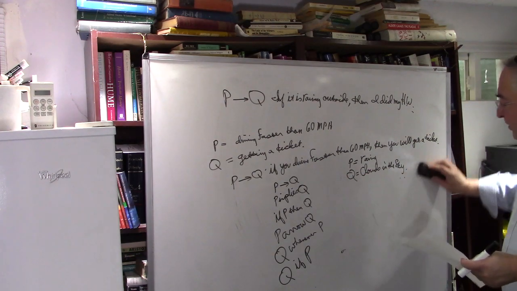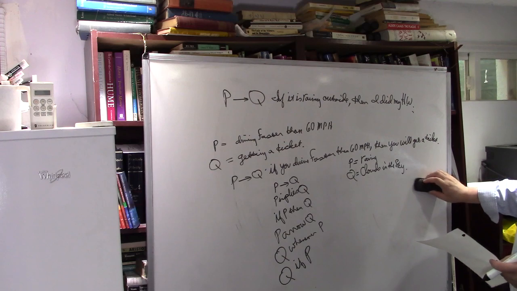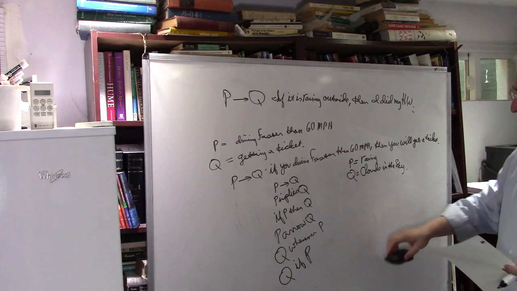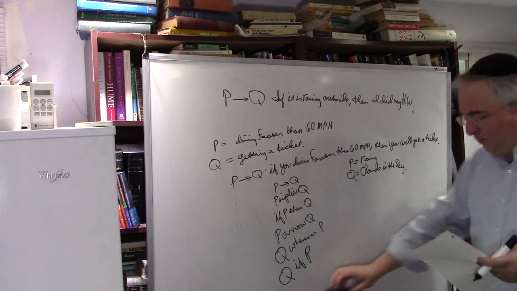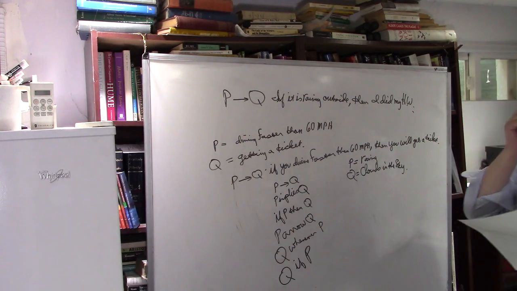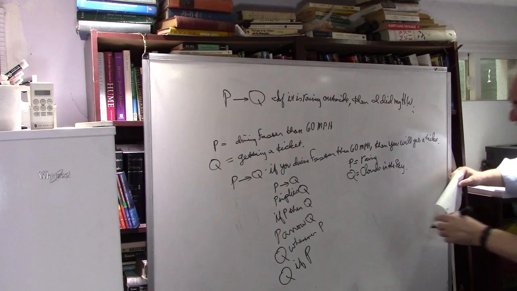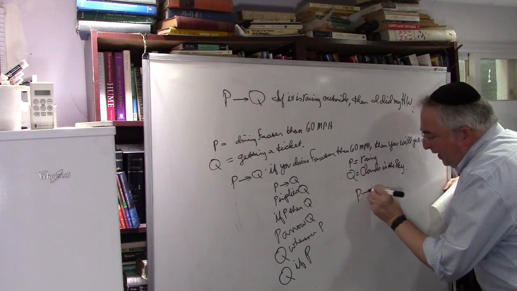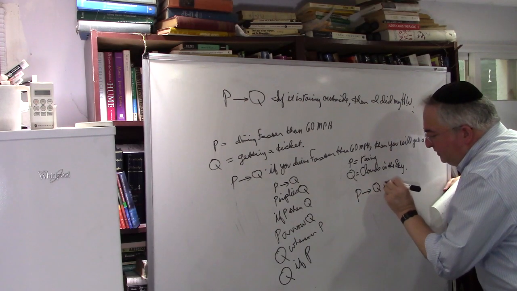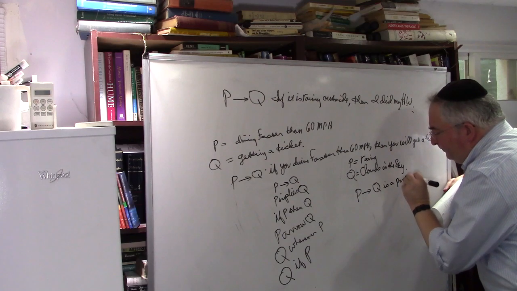Okay, let's do something else. I like these examples with the tickets and the rain, so I want to go through four ways of talking about these things. Let's go through it. P arrow Q is a proposition.